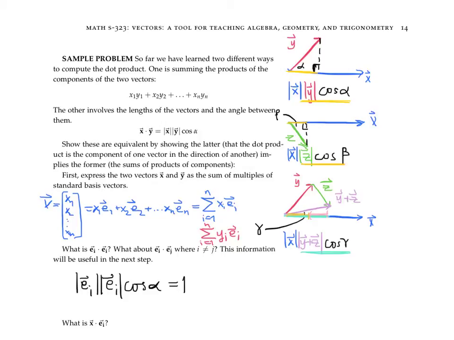What's interesting to note is, what if we had two different standard basis vectors? What about e sub i dotted with e sub j, where i and j are not the same number? You can think about e1 dotted with e2 in R2. Well, they both have length 1, so the length of e sub i is 1, the length of e sub j is 1, and cosine alpha between standard basis vectors, alpha is going to be pi over 2. So cosine of pi over 2 is 0. So we have 1 times 0, which gives us 0.